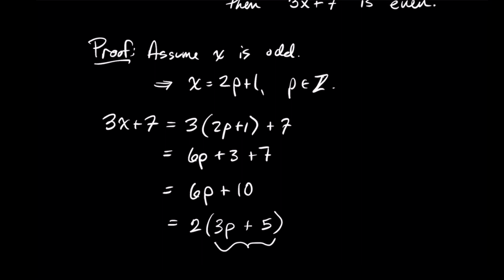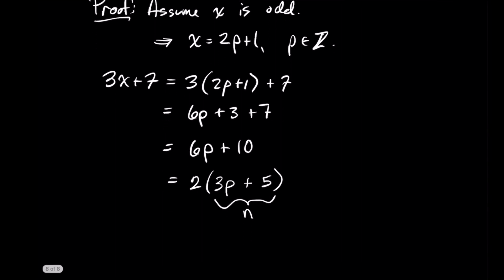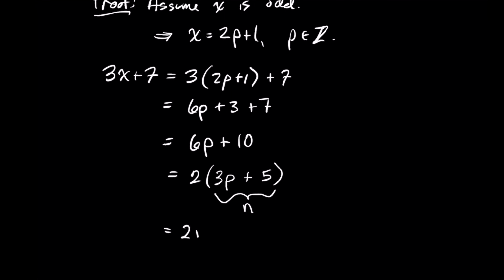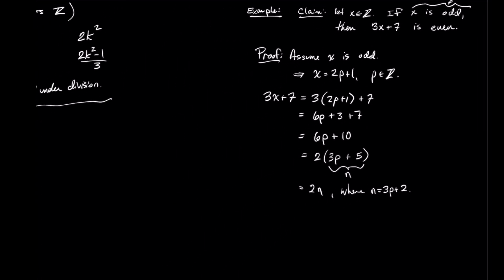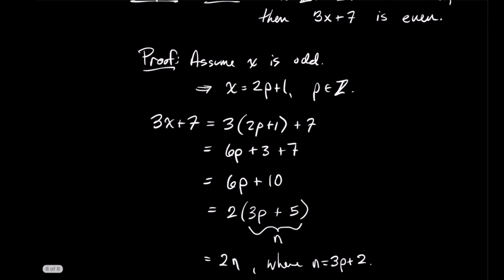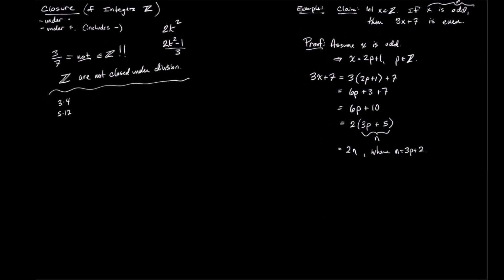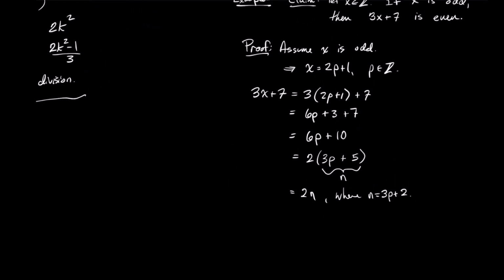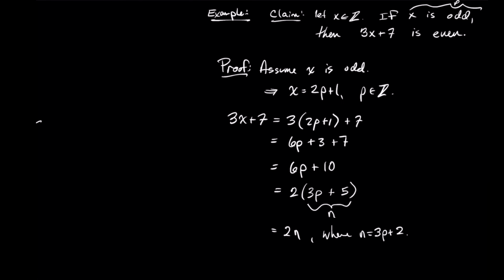So this thing, we could call it n if we wanted to. We don't have another n being used right now. So this is 2 times an integer, n. And that means that it's even. And so we've completed the proof. We showed that if x is odd, then 3x plus 7 is even. And so we'll put our tombstone and we're done.